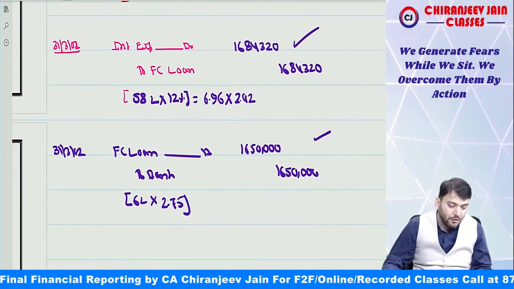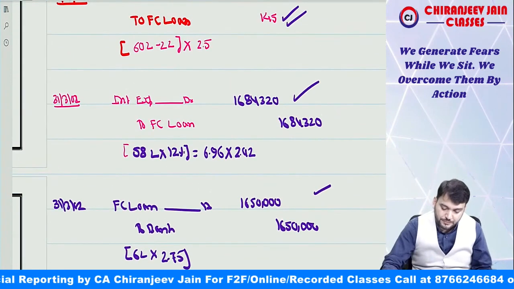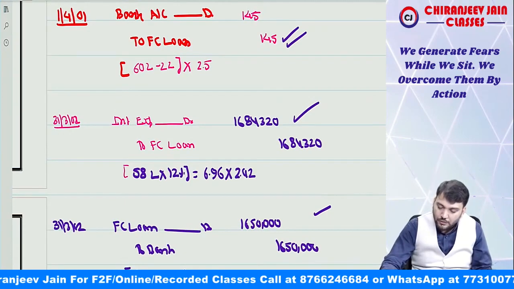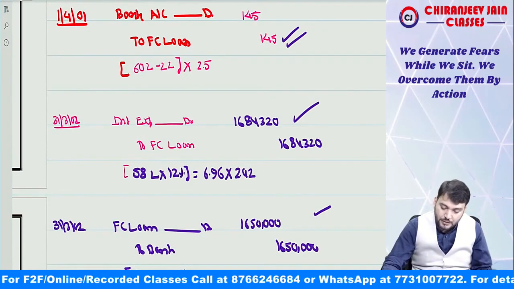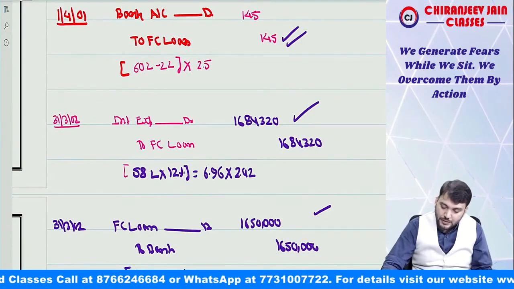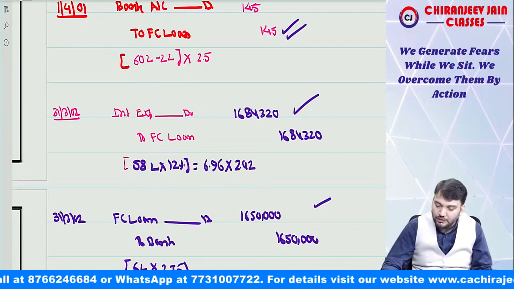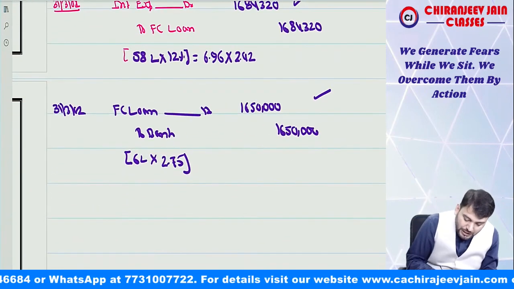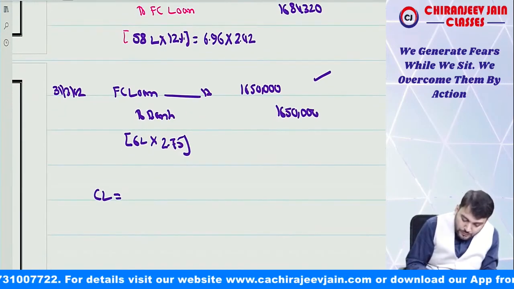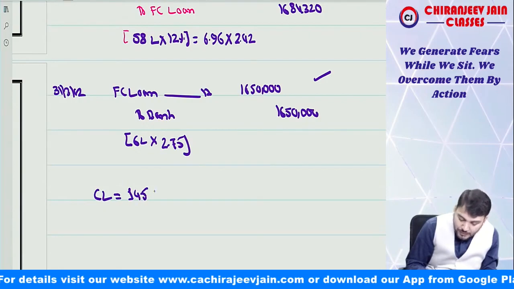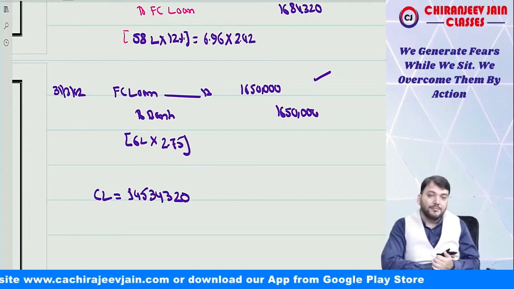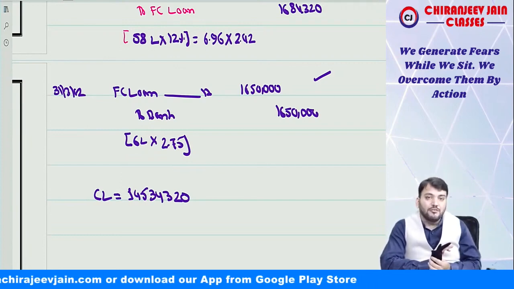One second. Sorry, 145 lakh plus 16 lakh 84,320 minus 16 lakh 50,000 is equal to what? The closing liability is equal to 145 lakh 34,320. Have you understood this point?